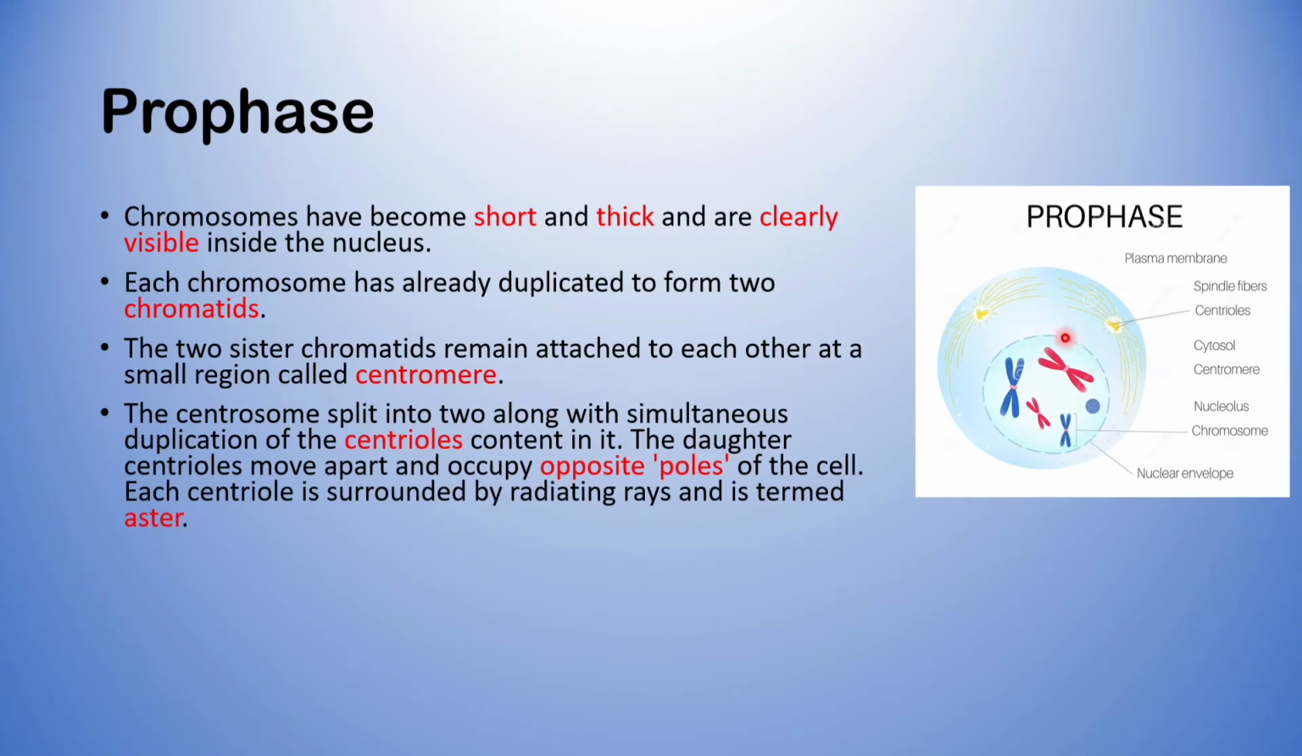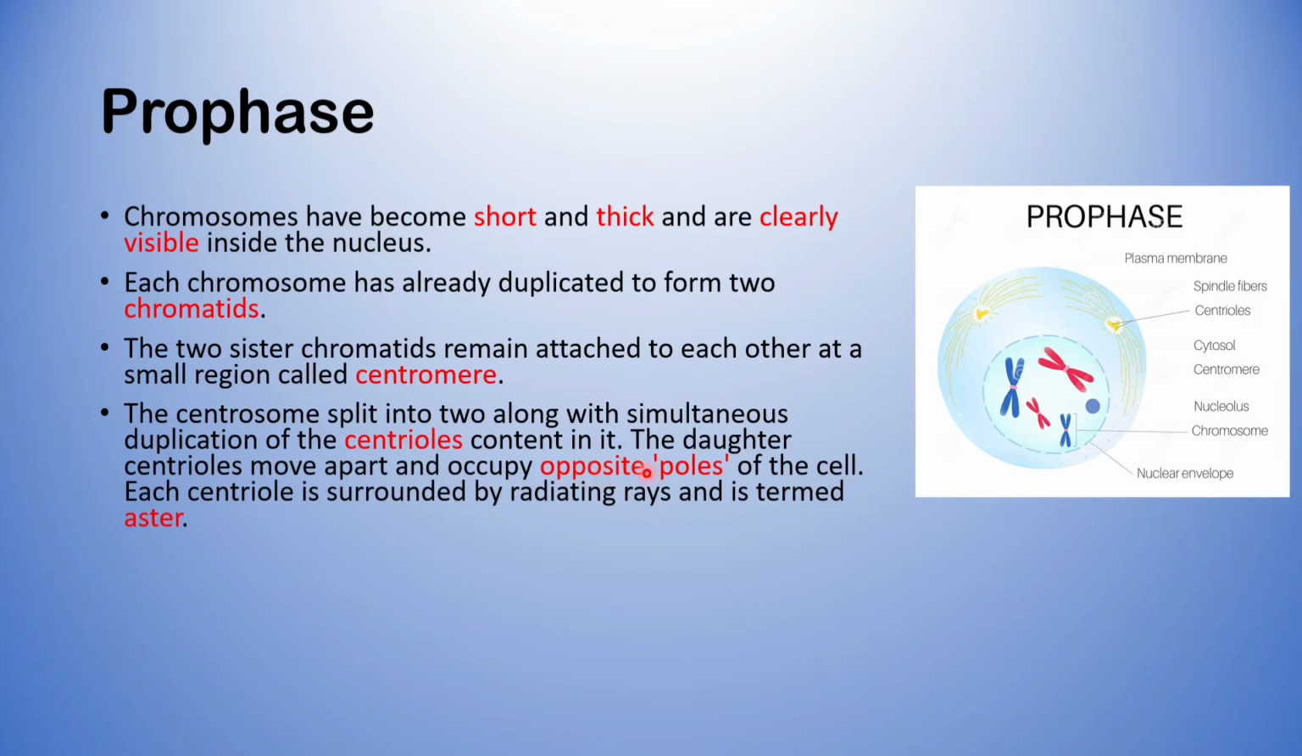So the centrosome duplicated into the 2 daughter centrioles, and the 2 daughter centrioles move apart to the opposite poles. This structure is actually the spindle fiber, which we will discuss later in this video. The daughter centrioles move apart and occupy the opposite poles. Here one daughter centriole will move up and another daughter centriole will move down, like the north pole and south pole of the earth.